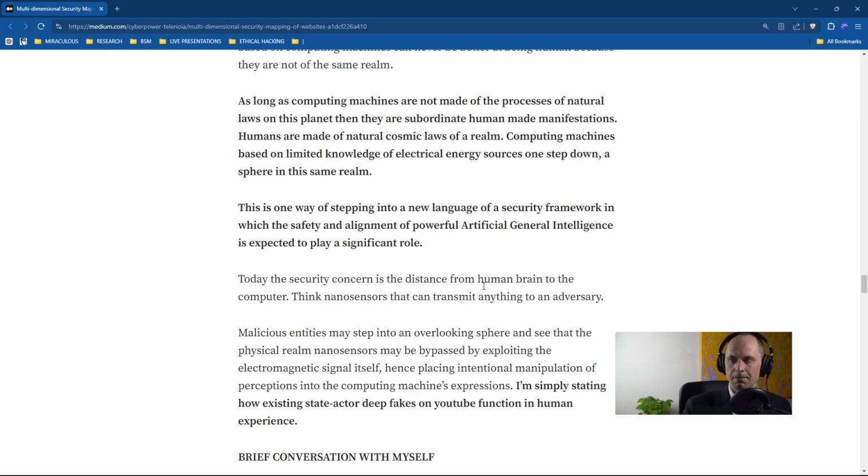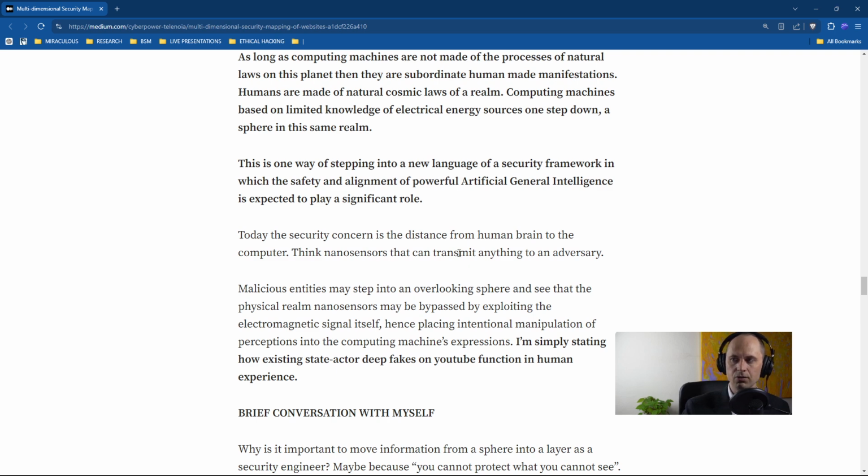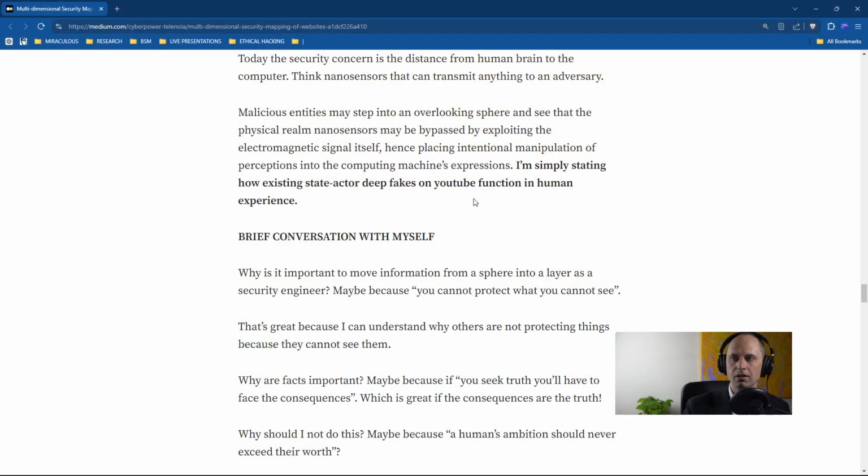This is one way of stepping into a new language of a security framework in which the safety and alignment of powerful artificial general intelligence is expected to play a significant role. Today, the security concern is the distance from human brain to the computer. Think nanosensors that can transmit anything to an adversary. Malicious entities may step into an overlooking sphere and see that the physical realm nanosensors may be bypassed by exploiting the electromagnetic signal itself, hence placing intentional manipulation of perceptions into the computing machine's expressions. I'm simply stating how existing state actor deepfakes on YouTube function in human experience.